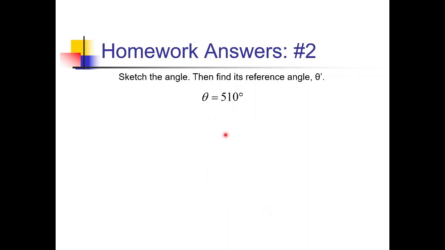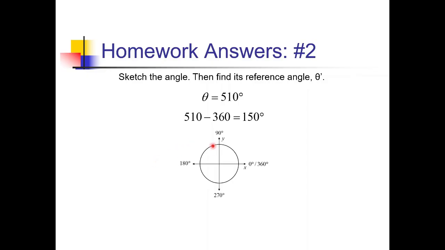To find the reference angle on this problem, let me first get this in standard position. It's bigger than 360, so let me subtract 360 to get it a little more manageable. 510 minus 360, let's see, 510 minus 300 would be 210, minus another 60 is 150. So 150 degrees, I can graph that out.